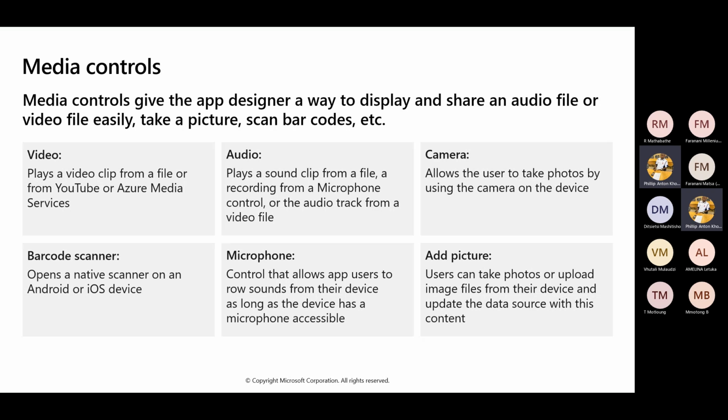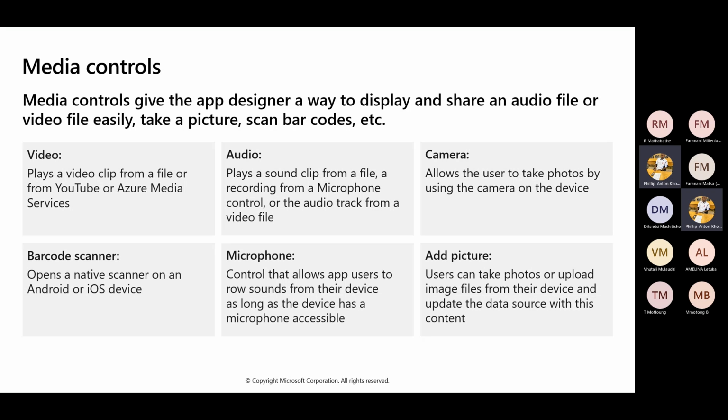We also have the microphone control that allows app users to record sound from their device as long as the device has an accessible microphone. And then we also have add picture, where users can take pictures or upload image files from their device and update the data source with this content. We also have audio, where you can play a sound clip from a file, a recording from a microphone control, or the audio track from a video file.